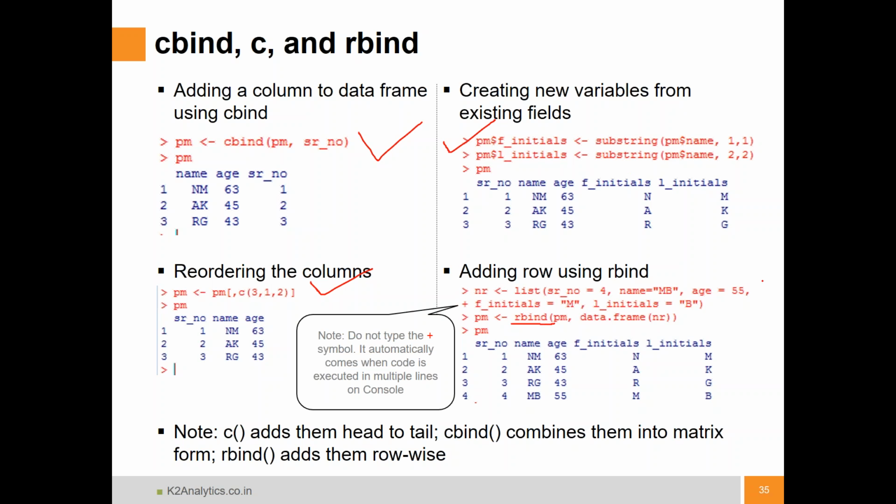So here what I've done is I've simply created one row where values for all the columns are there: serial number, name, age. The structure of this has to be the same as the structure of the previous one. I'm creating it as a list and then casting it to a data frame. And then I'm adding the existing one. PM is a data frame, and this is a data frame, and I'm saying row bind them, which means first data frame, row bind the second data frame, and get me a new data frame where rows of both of them are present.